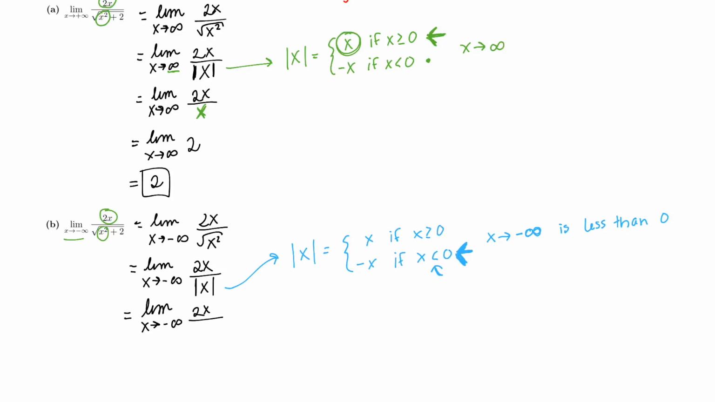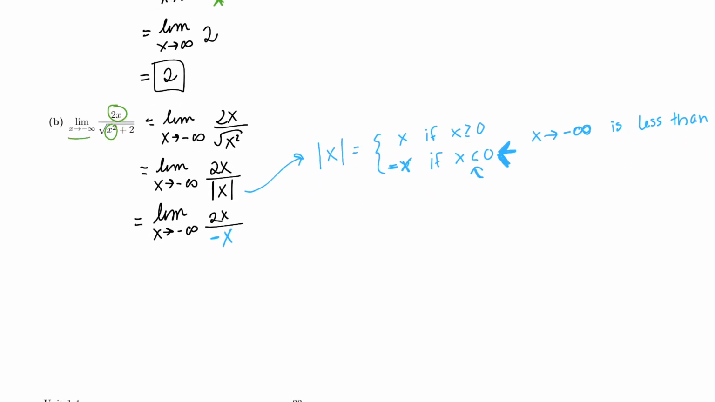So instead of the absolute value of x, I'm going to use this negative x piece. And now, when things cancel, it looks a little bit different because there's a negative down here. So 2x over negative x simplifies to negative 2. And the limit of a constant is the constant itself. So this is the function we were looking at back at the very beginning here.